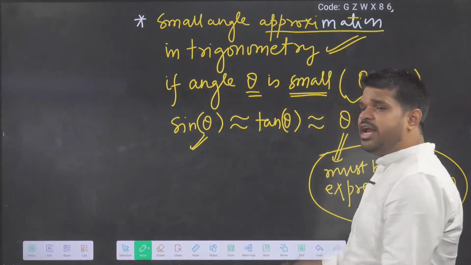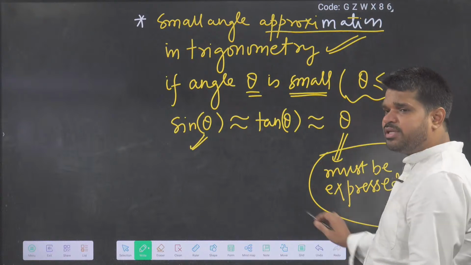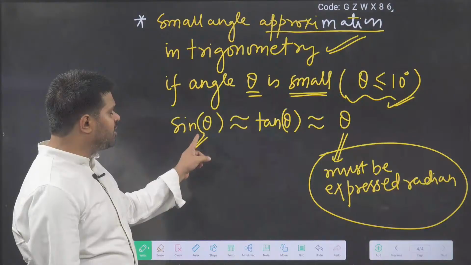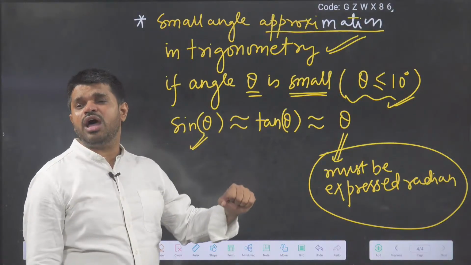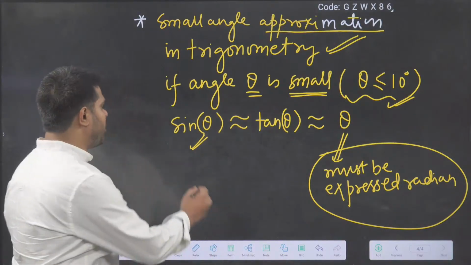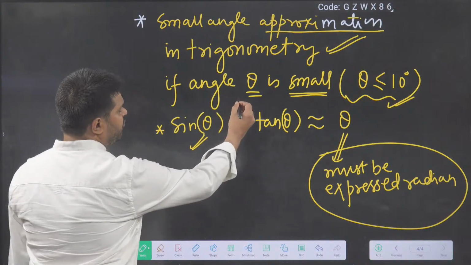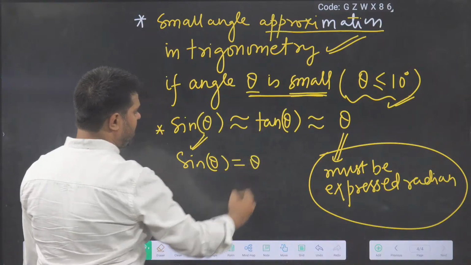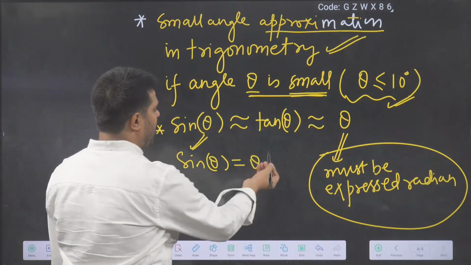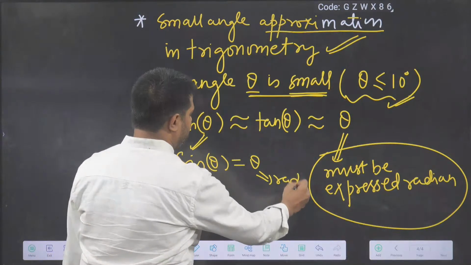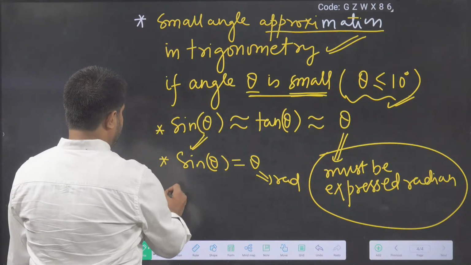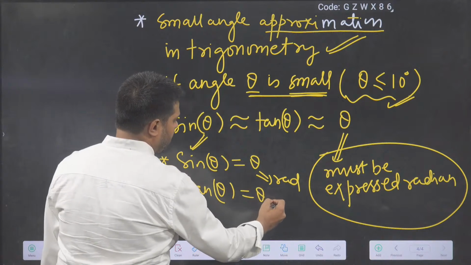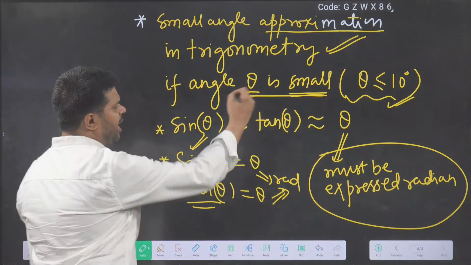So let me take a few examples. First of all, everyone write. Remember, sine theta and tan theta both are equal, and both are equal to theta. So you can write this also: if theta is small, sine theta is equal to theta. But theta must be in radian. Next formula, tan theta is also equal to theta. Theta must be in radian only if the angle is small.